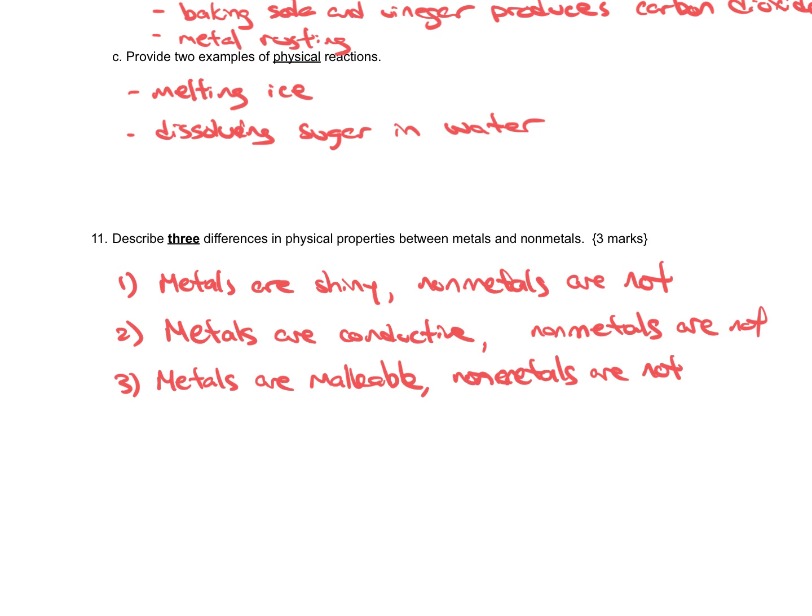Don't accidentally talk about chemical properties unless the question asks you for chemical properties. For example, metals will react with acids. You put acids on metals. They will react and produce a gas. It's called hydrogen gas. Non-metals typically don't do that. But that's a chemical property. This question is asking for physical properties.